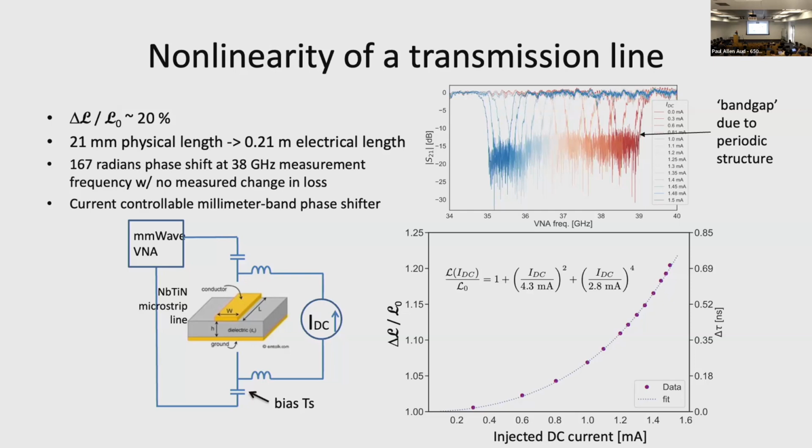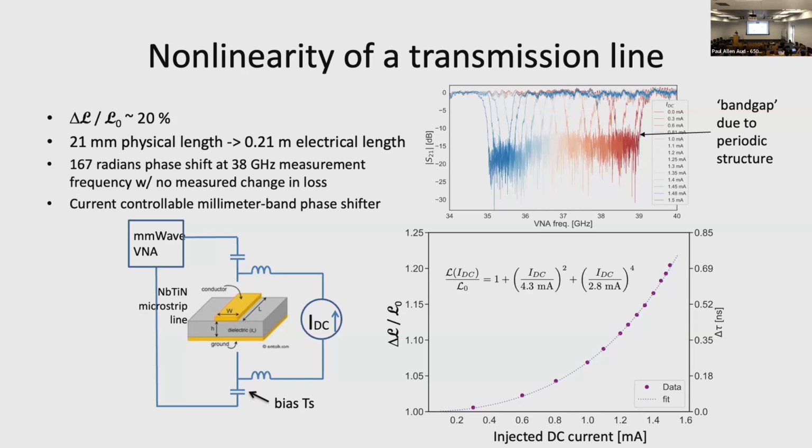It's a very slow wave structure. I'll talk more about the actual structure of it in a minute. But the propagation velocity on the line is about 1% of the speed of light. And so that corresponds to an electrical length of, should be 2.1 meters.